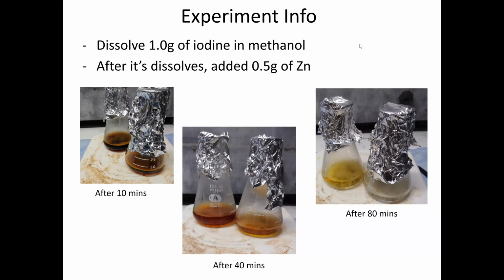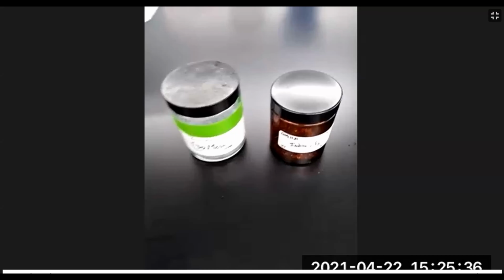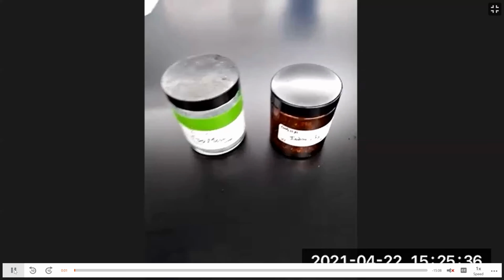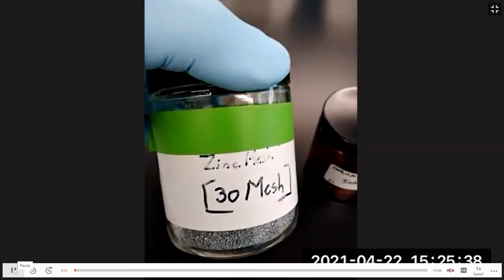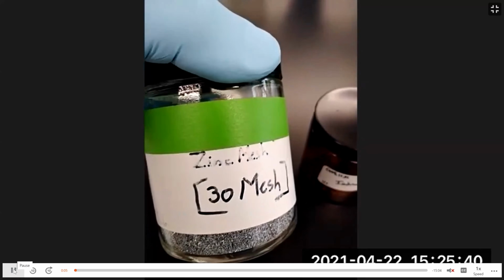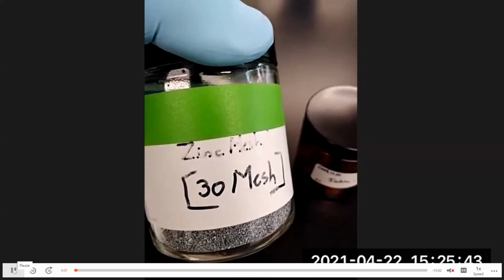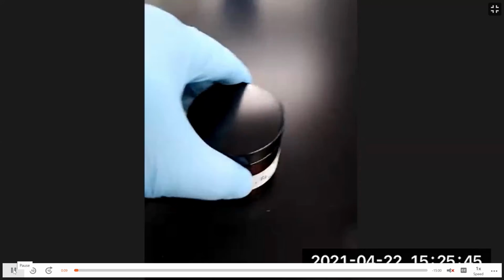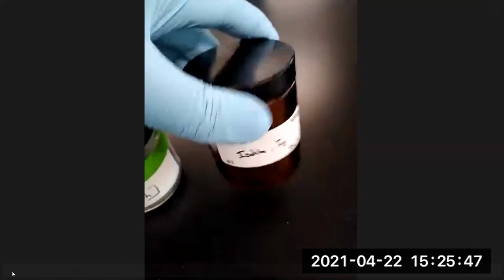So now I'm going to show you an actual walkthrough of doing this experiment. So here are two of the reactants we're using. We're using 30 mesh zinc metal. And we're using iodine.